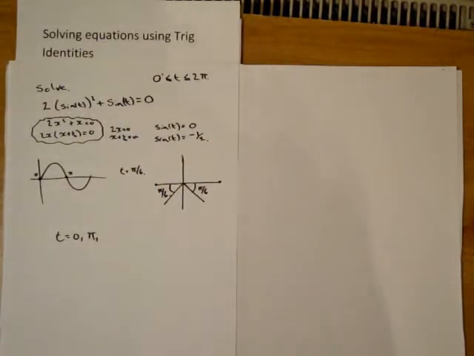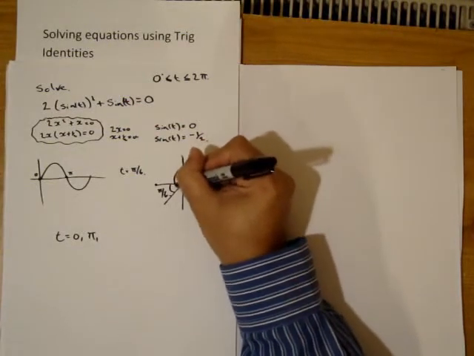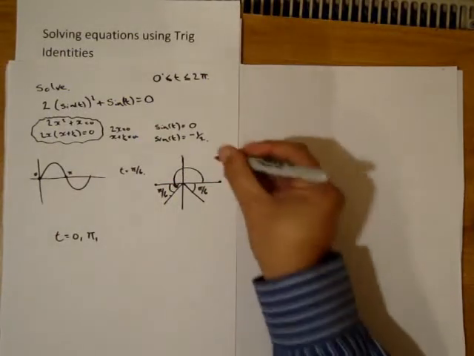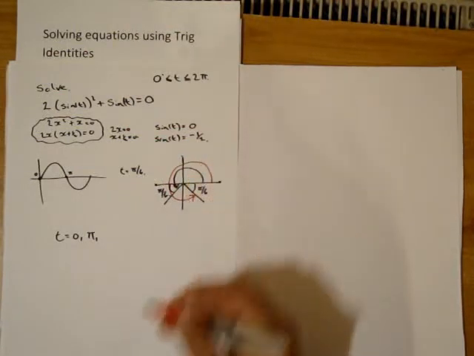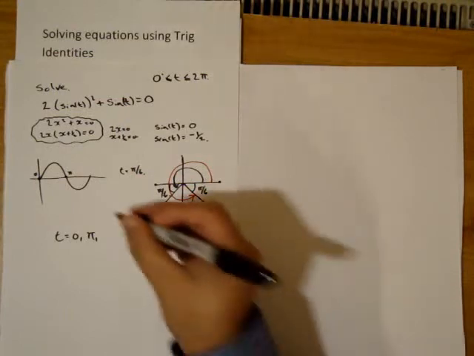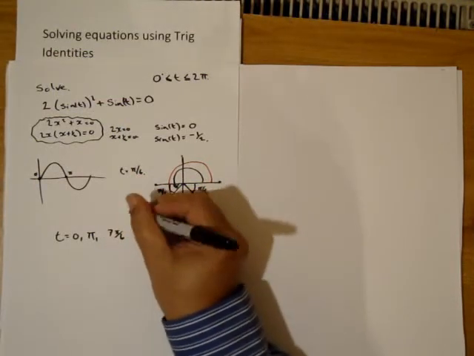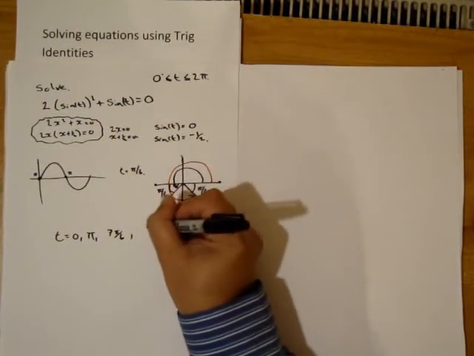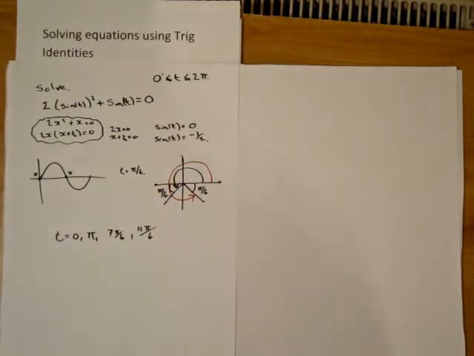So the angles that we're interested in as the solutions are from 0 all the way around to here, and then the second one is from 0 all the way around to here. So in the first case this is 7 pi over 6, and here it's 2 pi minus pi over 6, which is 11 pi over 6. So those are our 4 solutions.